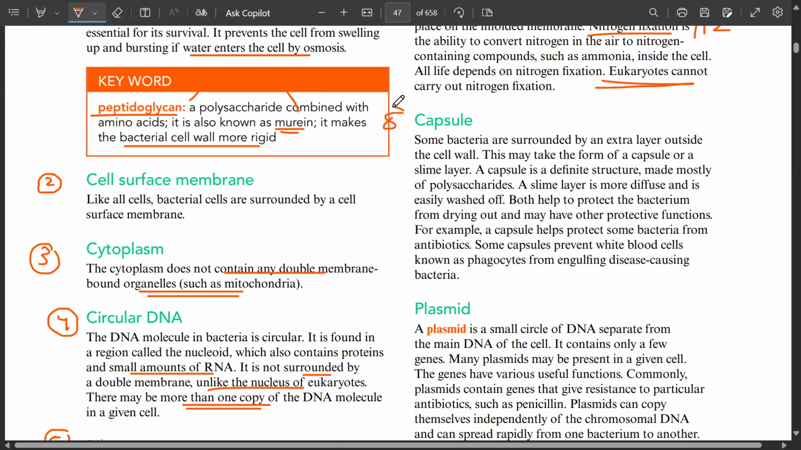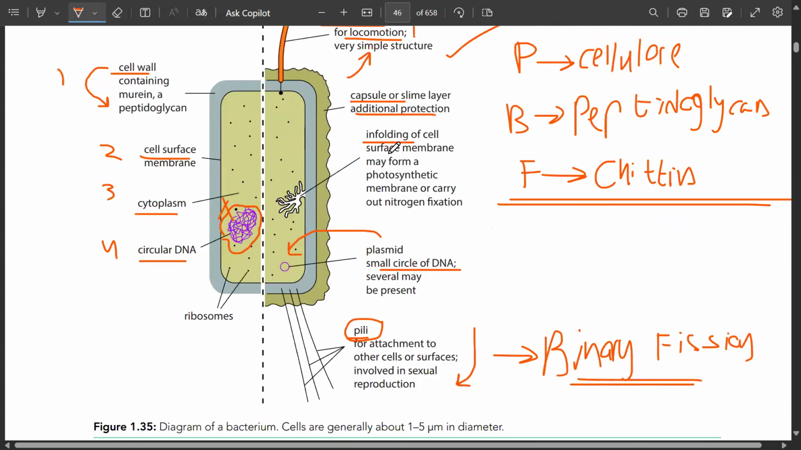What is the function of this capsule? Any idea? Capsule is there for extra protection.